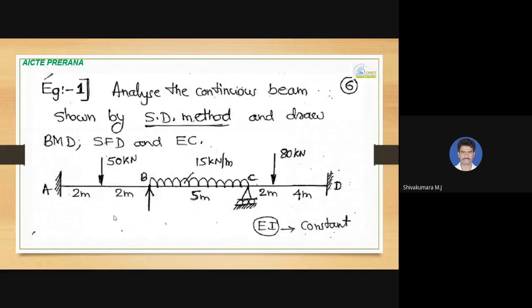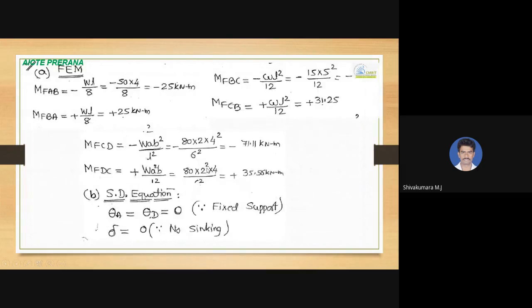Then for the next beam, BC, which is subjected to a uniformly distributed load, the span is 5 and the load is 15 kilonewton per meter. So that is WL square by 12, minus and plus. So minus 15 into 5 square divided by 12, and the same value with positive sign convention: minus 31.25 and plus 31.25 kilonewton meter.